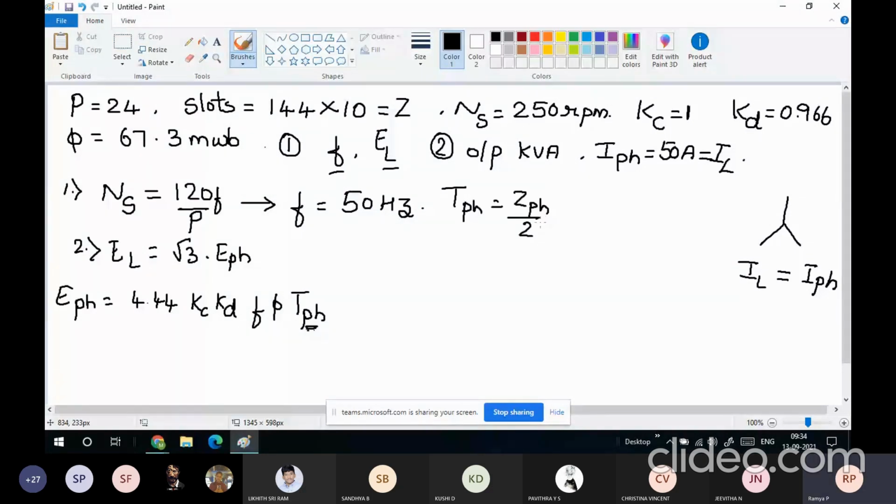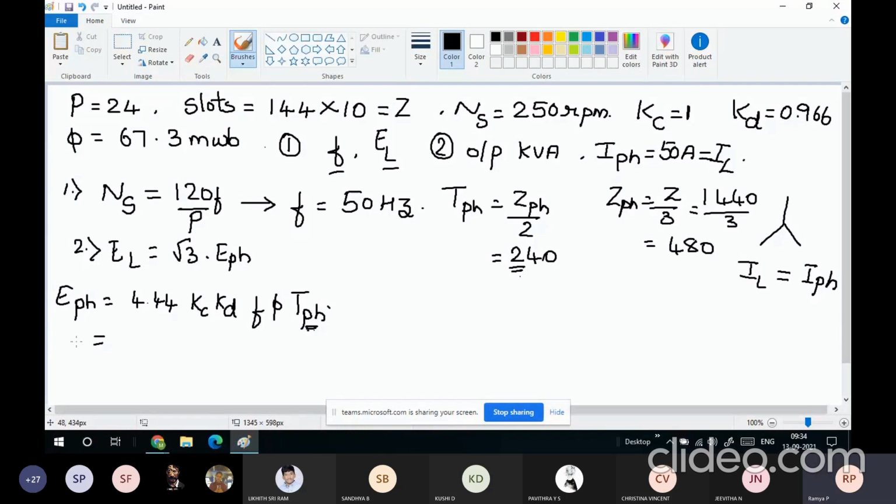For calculating Z phase, ZPH is nothing but total Z divided by 3. Total Z is 1440 divided by 3. If you do, you are going to get the value for Z phase as 480. Substitute here and tell me the value for TPH. 480 divided by 2 is 240. Yes, it is 240. Substitute here in T phase and tell me the value for E phase now.